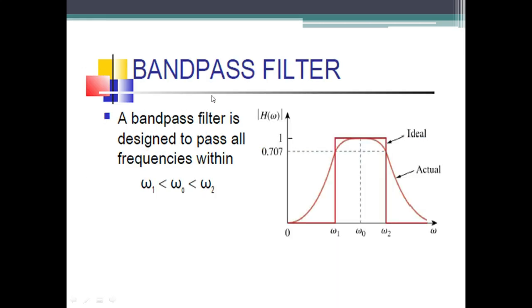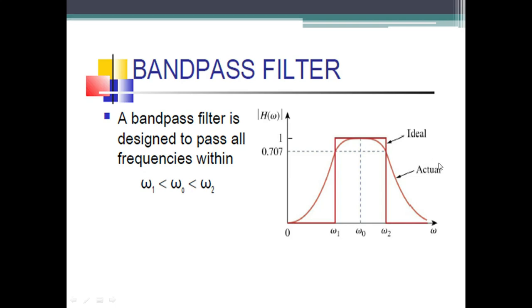A bandpass filter is designed to pass all the frequencies in between omega 1 and omega 2. This is the central frequency. At the central frequency, the maximum signal is able to pass through. In between the two frequencies, this is the ideal case, where 100% of the signal is able to pass through.